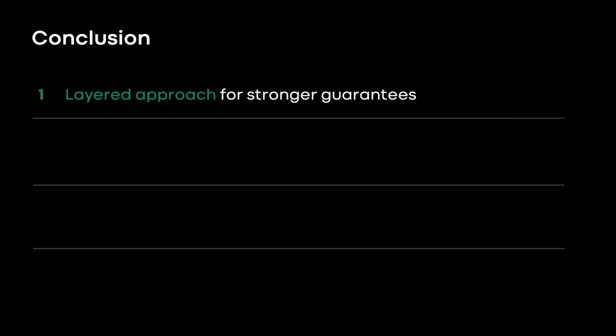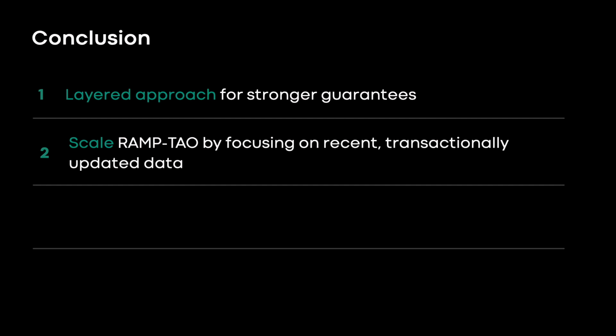In conclusion, we've presented a layered approach to provide stronger guarantees at scale, and our key insight in focusing on recent transactionally updated data allows us to feasibly deploy RAMP-TAO in production. Future work will look at further strengthening guarantees, such as considering stronger isolation levels like snapshot isolation.